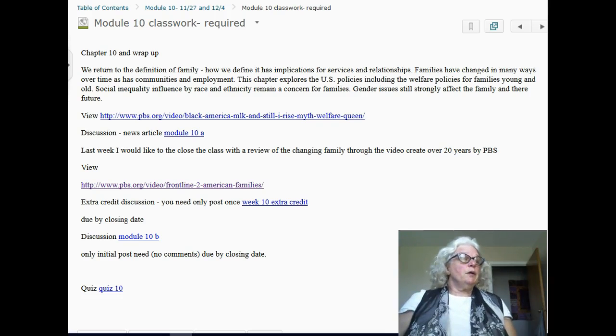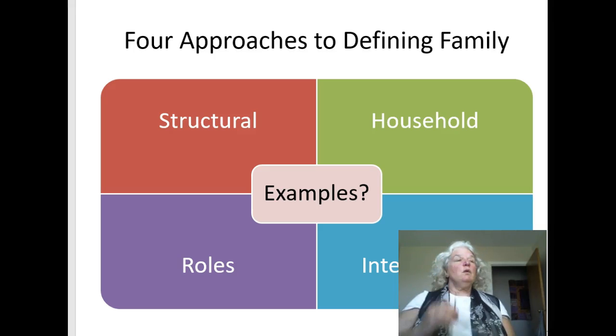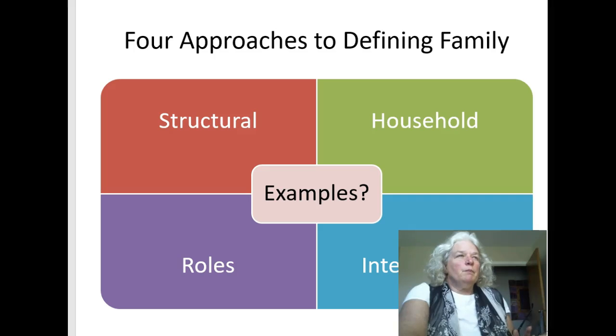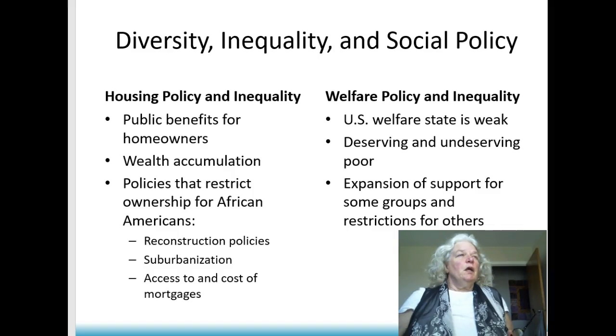So let's look at the PowerPoints. So we're back to the first chapter, the 4 approaches of defining family: by structure, by household, by roles, and by interactions. Now, government looks at family very much by that structure put into place, that law component, and it's pretty substantial as we start defining our approaches to family.